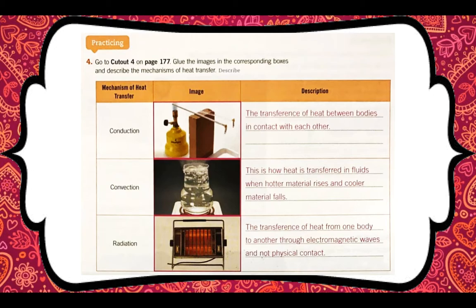Go to cutout 4 on page 177. Glue the images in the corresponding boxes and describe the mechanisms of heat transfer. Conduction: the transference of heat between bodies in contact with each other. Convection: this is how heat is transferred in fluids when hotter material rises and cooler materials falls. Radiation: the transference of heat from one body to another through electromagnetic waves and not physical contact.